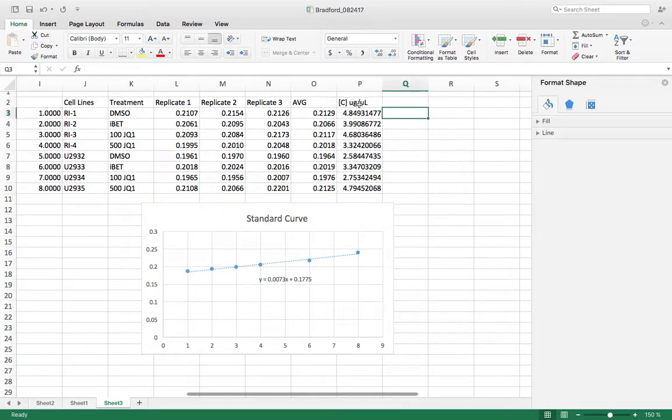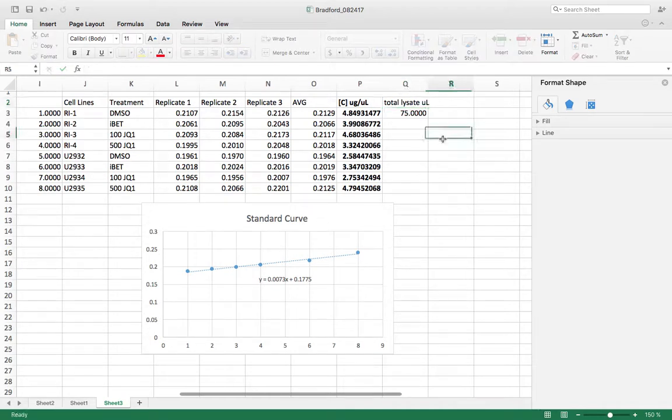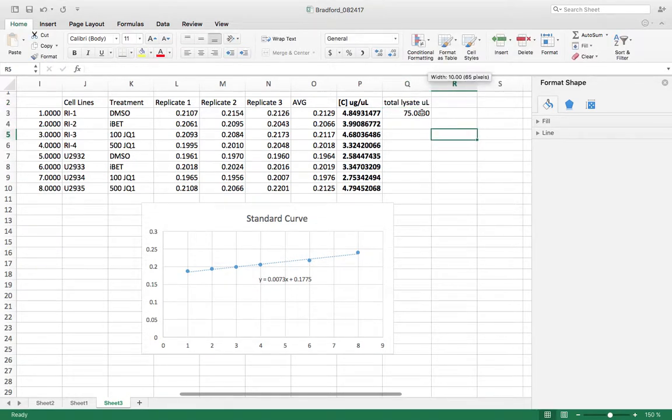We now have, for each of these cell lines, a concentration of protein. And if I wanted to go back and say, because I think you guys will have to, so this is my total lysate. Let's say in each one I had 75 microliters. And we'll notate that here. And that's just the case the whole way. For each of these tubes, for example, we'd have 75.